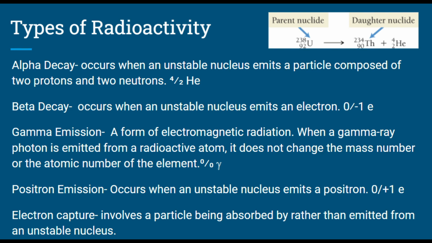Now, our last ones are positron emission and electron capture. These kind of work like polar opposites. Positron emission is when an unstable nucleus emits a positron. It has the equation of 0 over positive 1 E, which is a positron. Electron capture involves a particle being absorbed by, rather than emitted from, an unstable nucleus. Basically just the opposite, and instead it's capturing an electron. And with this, we're going to be able to move on to the value of stability.